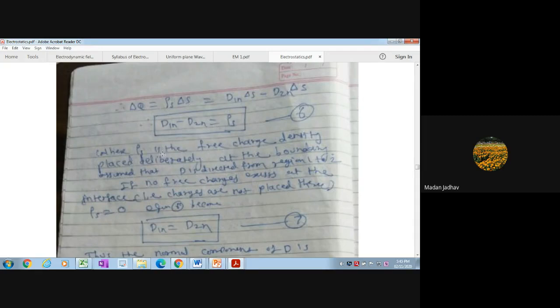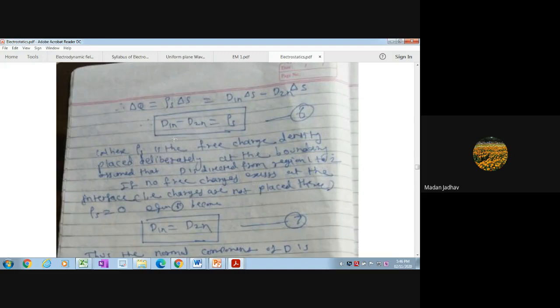Now therefore D2n depends upon the rho s value. If surface charge density is there, then D2n is equal to D1n minus rho s. In this way you can obtain the normal component of the electric flux density in the second medium. D2t we have already determined, and we have obtained D2n also. Therefore the sum of these two components gives you D2, the electric flux density in the second medium.